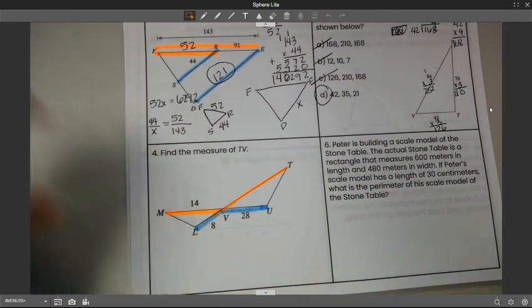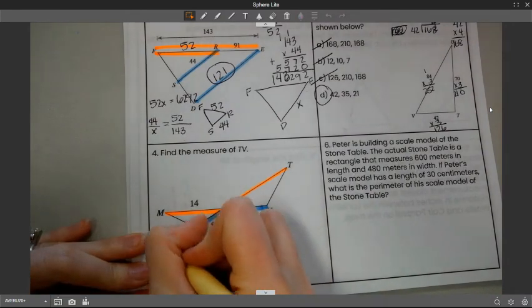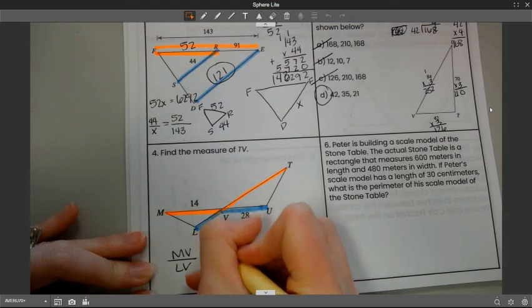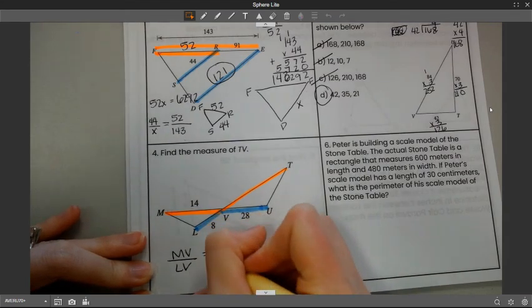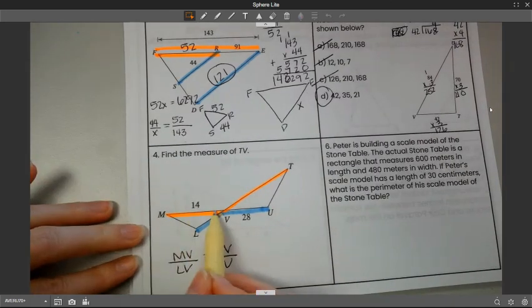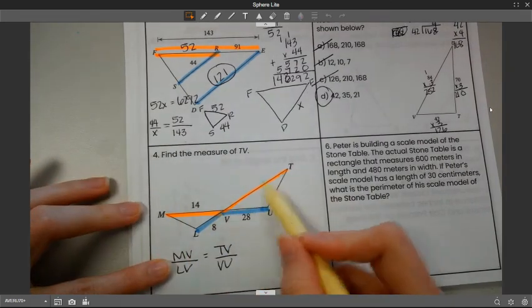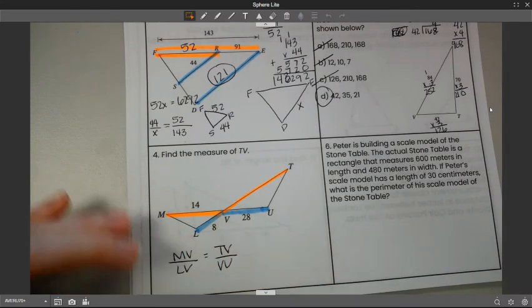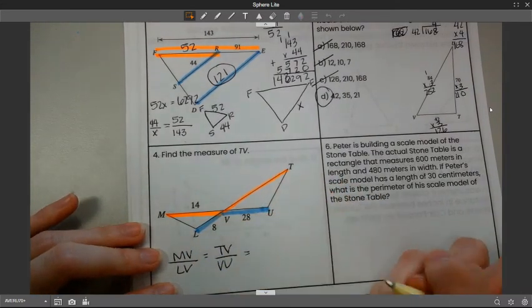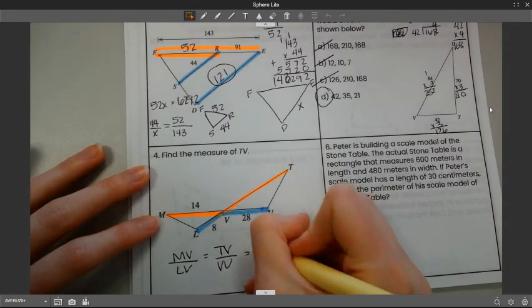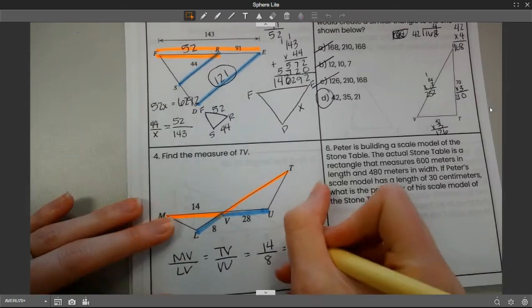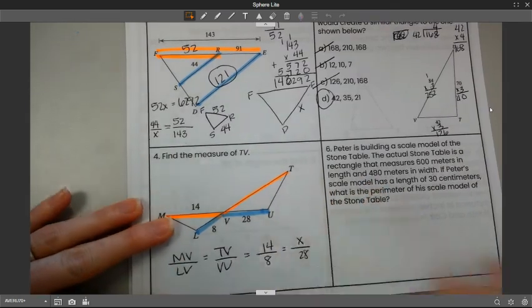So I'm going to set up my proportion. We have MV over LV would have to match with TV and VU. MV is this side length. It's on the same page as TV. LV is the blue one and VU is the blue one. So I'm going to set up my proportions here. I know MV is 14, LV is 8, and then we have X over 28.